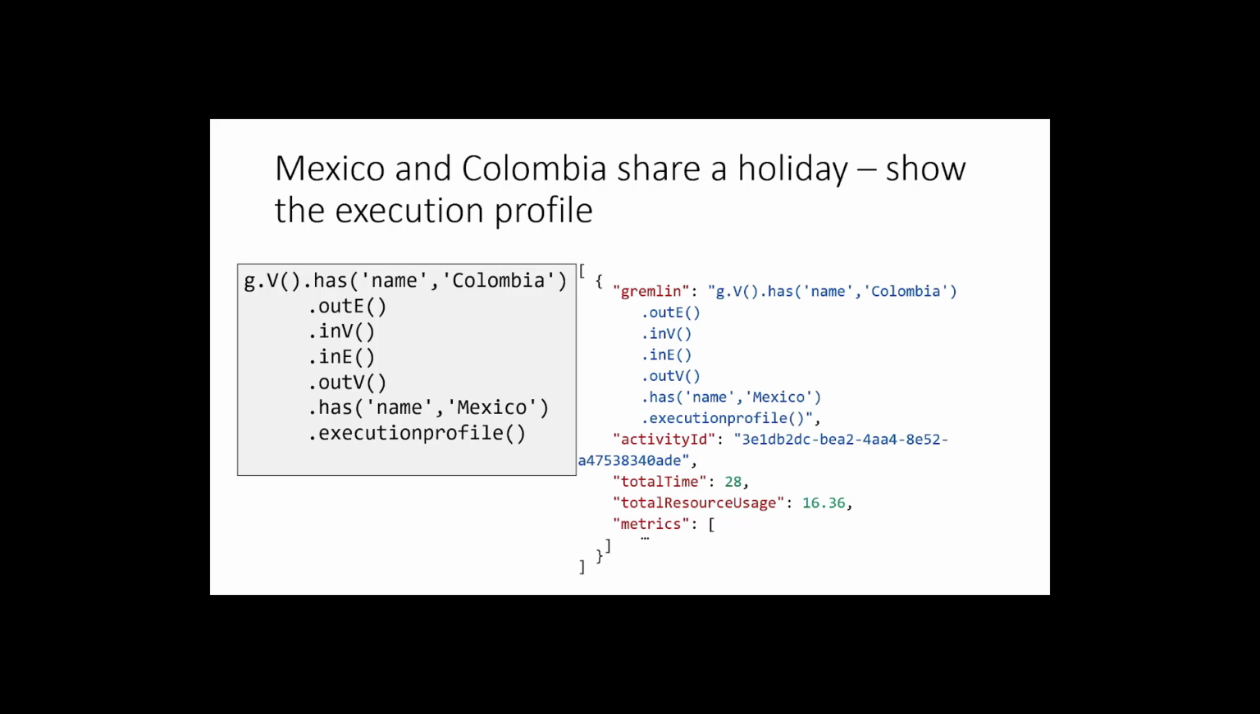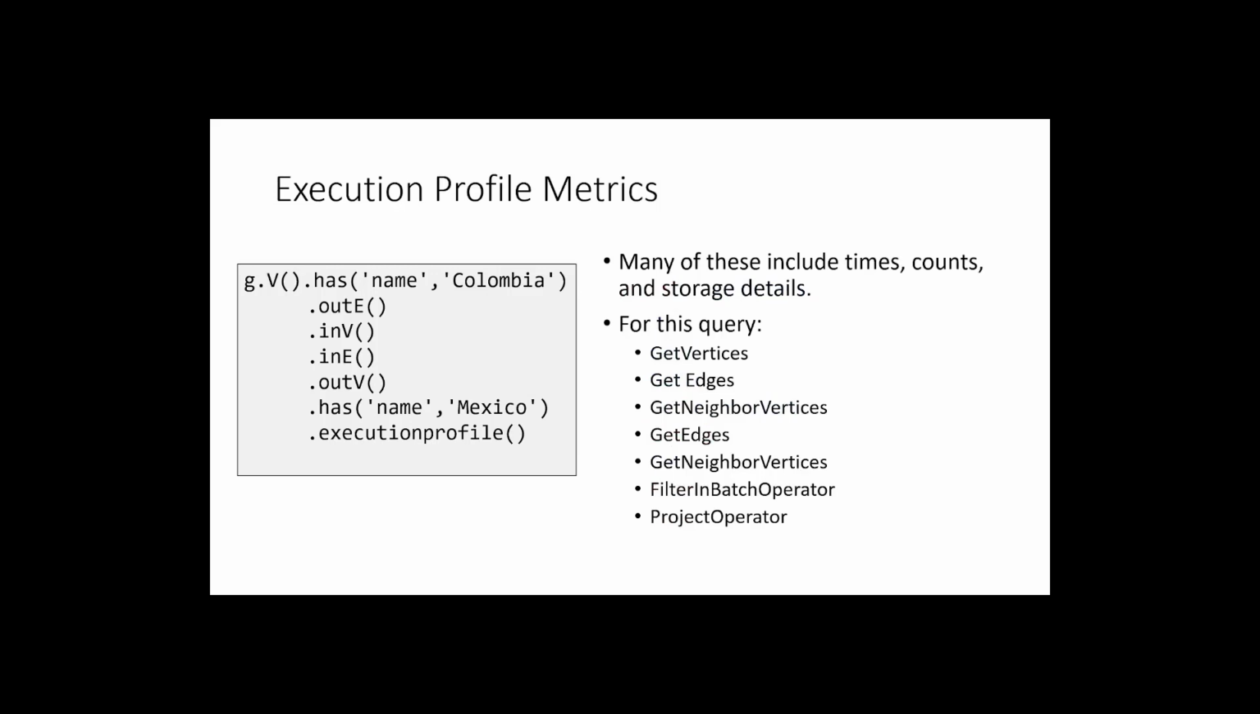In this particular output you can see in the JSON, there's the query. The Gremlin query is just called gremlin. It has an activity ID. You can see its total time, total resource usage, and then the metrics themselves include things showing the calls, for example, get vertices, get edges, get neighbor vertices, get edges, get neighbor vertices, filter and batch operator, and then finally the project operator. So that's what the execution profiling metrics help with.